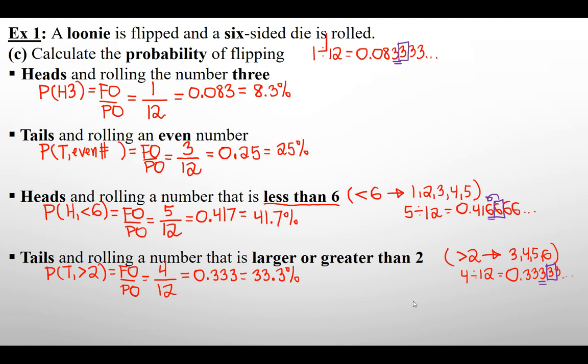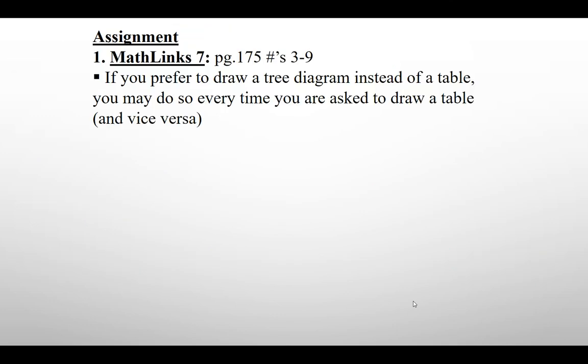All right, so we took the information from the previous lesson, which was just representing these independent events on a tree diagram or a table. And we also combined that with our probability calculations that we dealt with in the first lesson. So a little bit tougher compared to either of those lessons individually. The assignment to complete is on page 175, numbers 3 through 9. And I just made a quick note here.